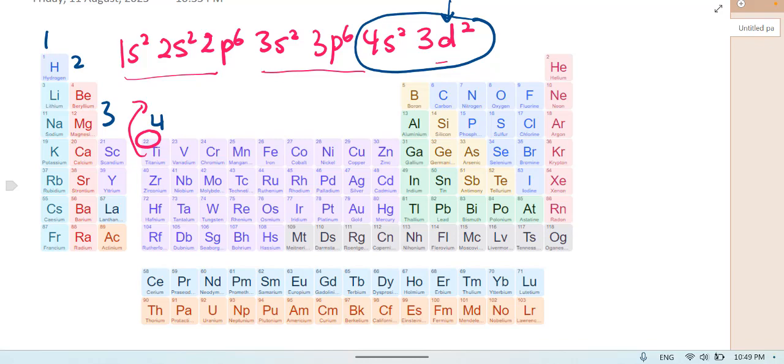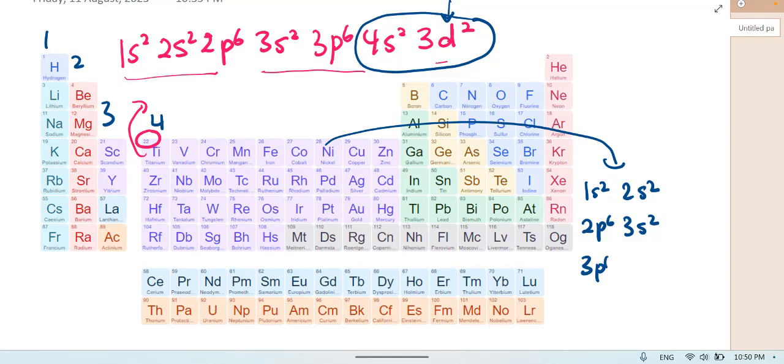If I do nickel, 28 electrons: 1s2, 2s2, 2p6, 3s2, 3p6, 4s2, 3d8. D block element, so 2 plus 8, 10. So nickel is in group 10, 10 valence electrons, group 10. 5, 6, 7, 8, 9, 10.